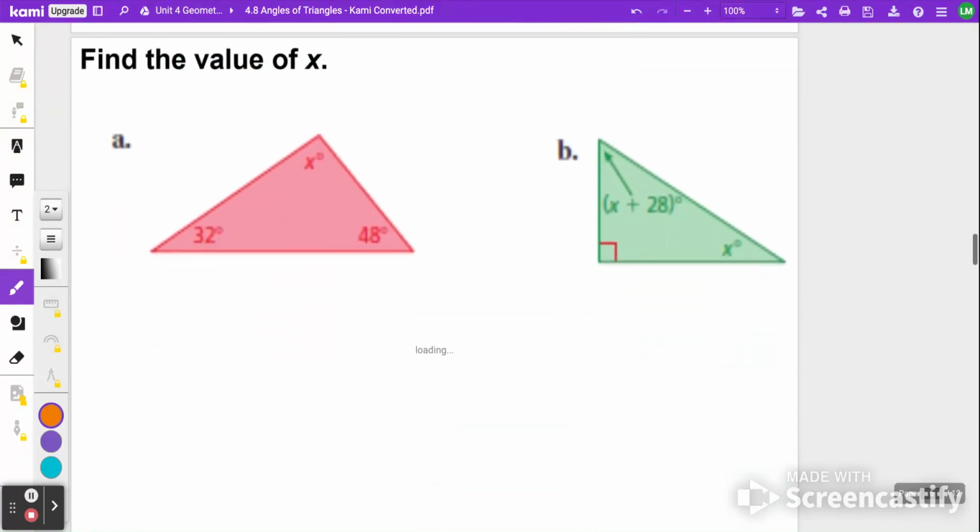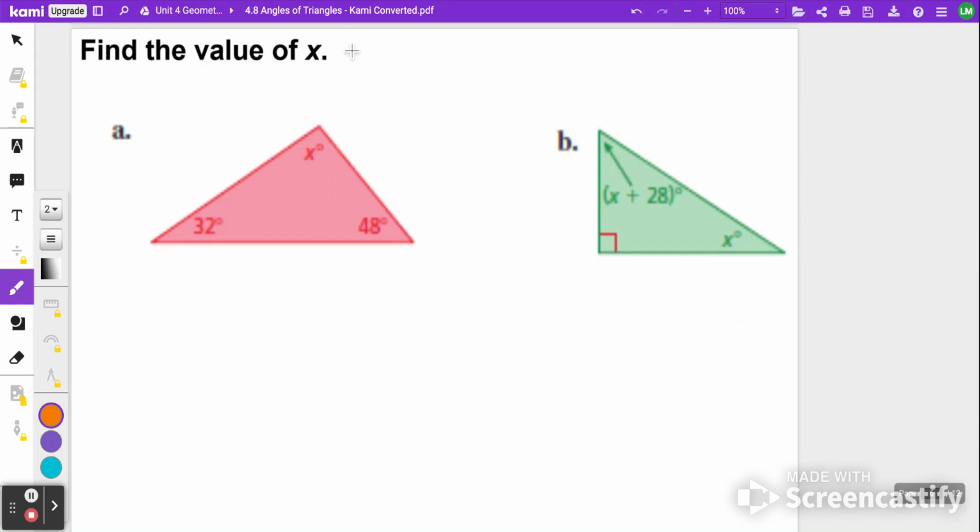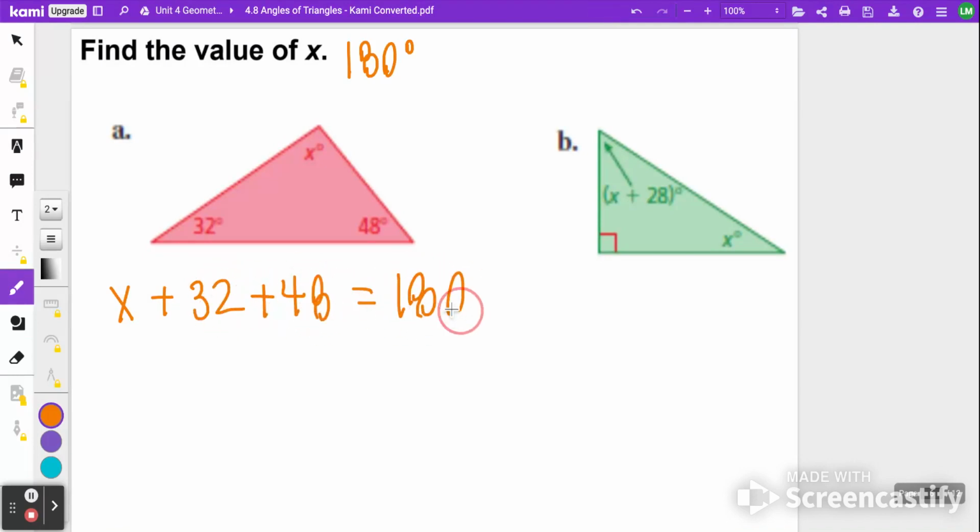All right, what we're going to do is find the value of x. So we know that interior angles equal 180 degrees. That's our magic number. So what we're going to do is practice writing some equations. So we know that in letter A, I have x plus 32 plus 48. If I add those together, they should be equal to 180 degrees.